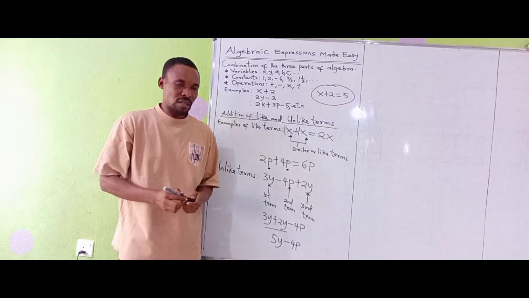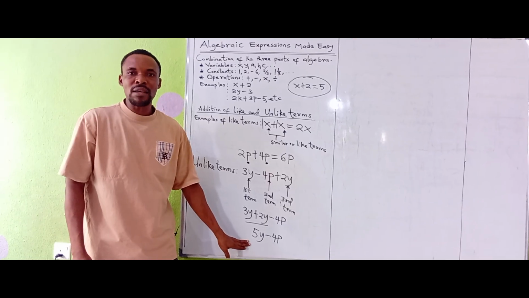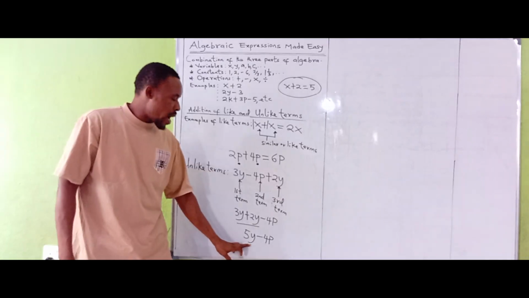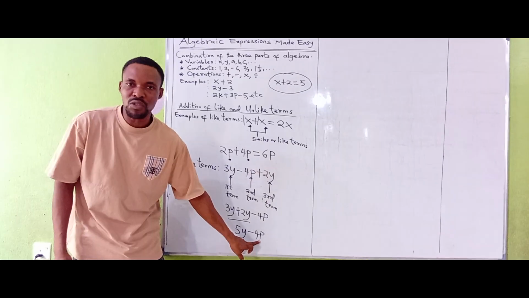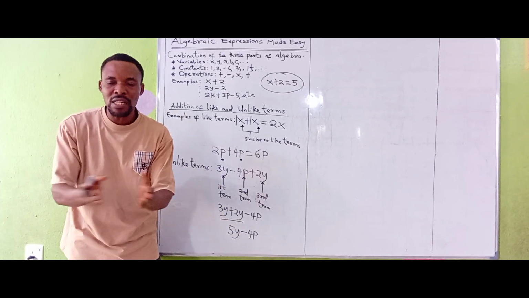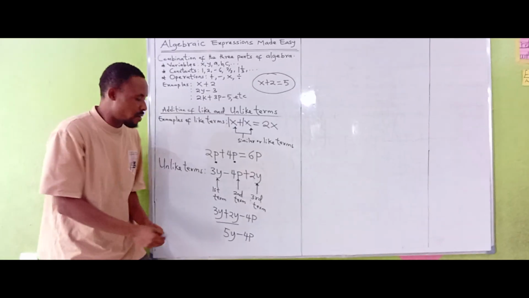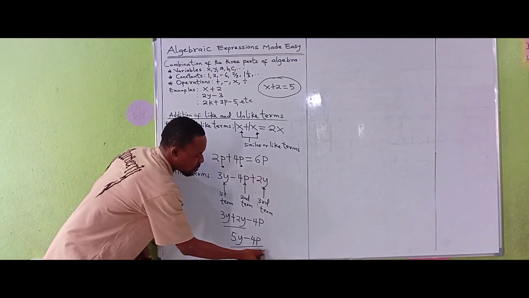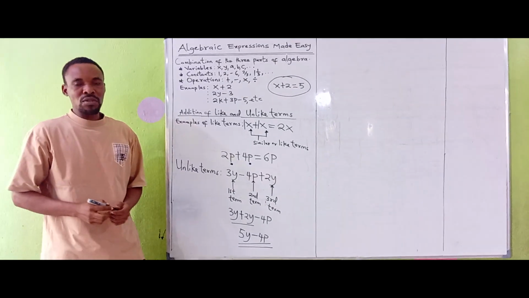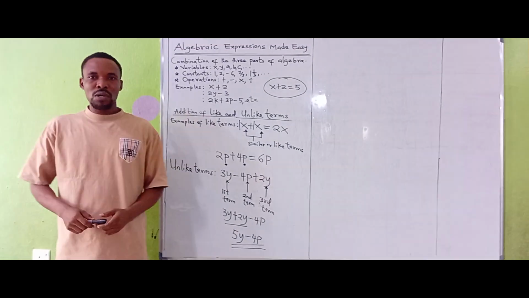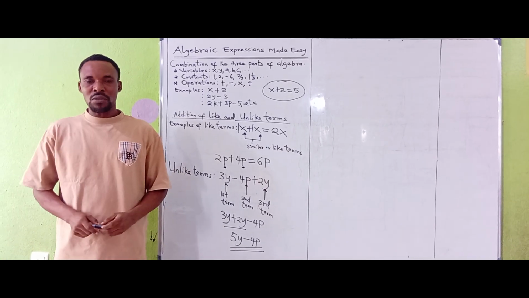Somebody may ask, is this the final answer? Of course, yes, this is the final answer. Because y and p are not similar terms, they are not like terms, we cannot combine them to give just one answer. Is that understood? This is the final answer for this type of algebraic expression, which we call unlike terms. Anytime you see unlike terms, this is how to go about it. Now this is the addition operation.